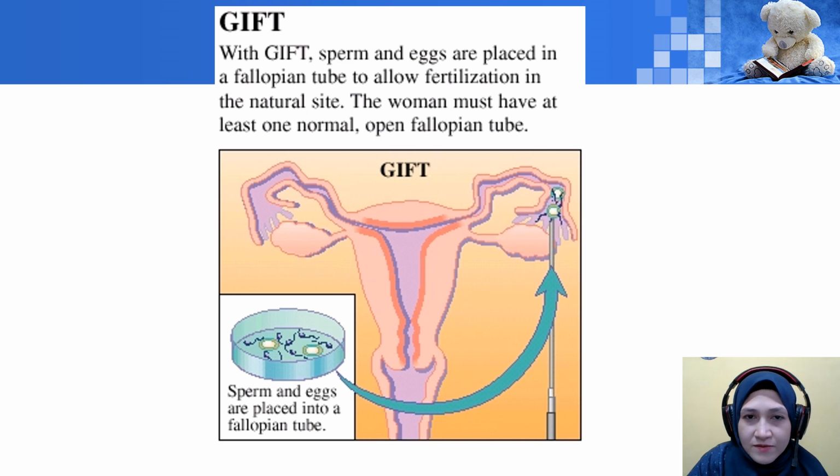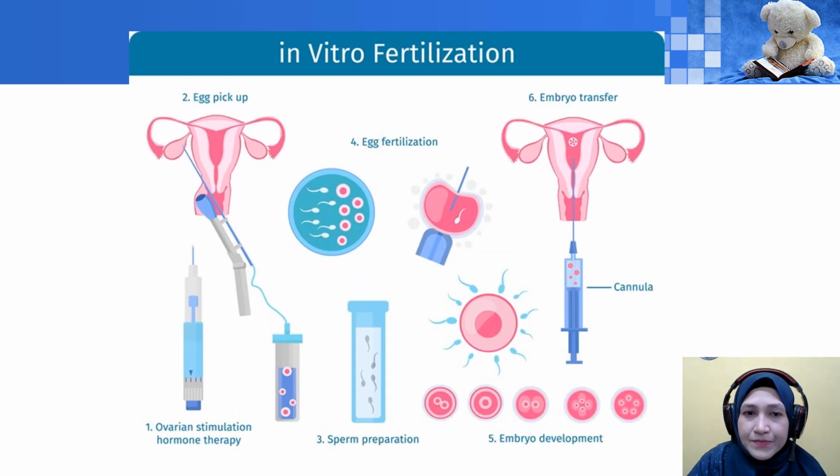So GIFT is also when the sperm and egg are placed into a fallopian tube, and then they put them back into the fallopian tube. So this is IVF. Okay, you can read on your own how it's done.